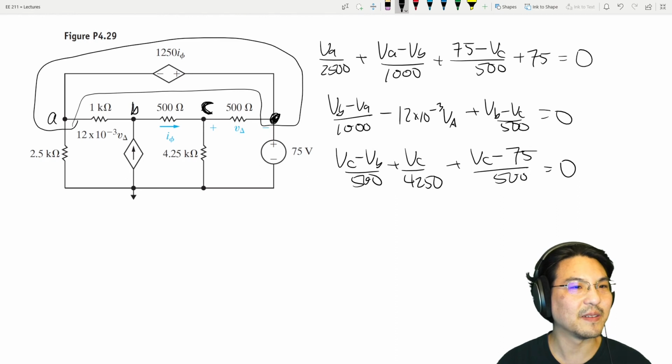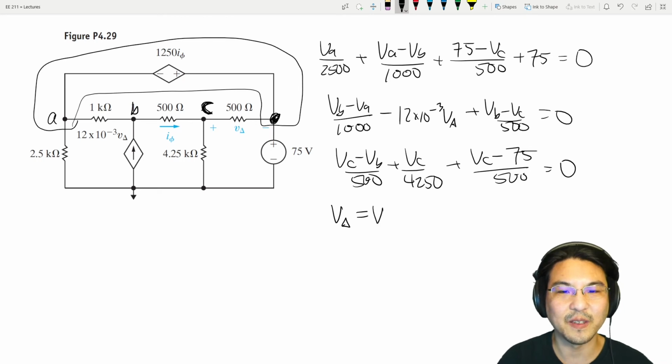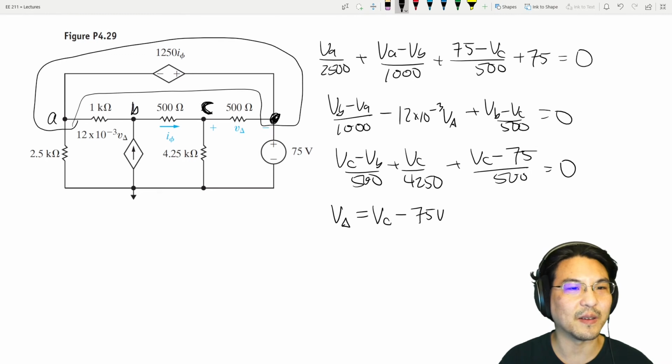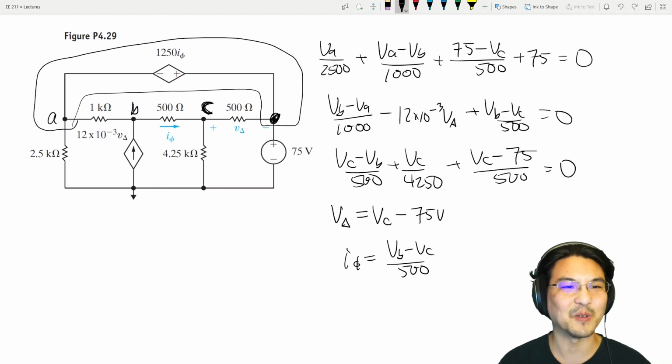And what else do we need? For the dependent sources, right here, V delta is VC minus 75. And the current, right here, I phi is right here. So the current is VB minus VC over 500. Okay, so all of this using the node voltage method.